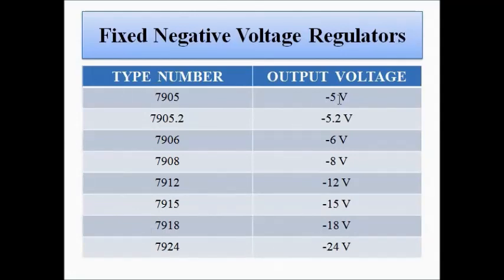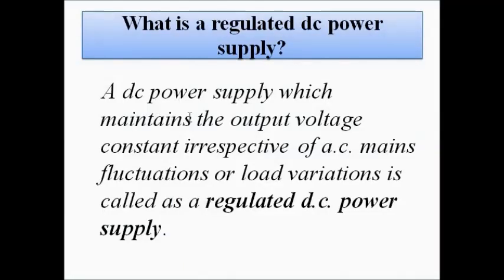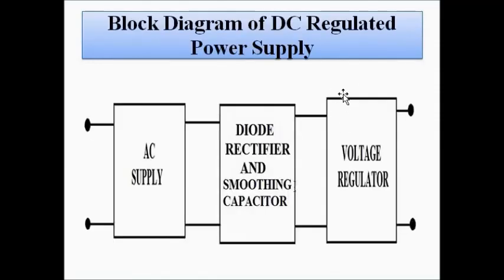So here 79 means negative, and the remaining two digits are the magnitude of the DC voltage, which is negative, of course. So here we have discussed the basic regulated DC power supply, the basic definition, and why we require a DC power supply, because the various electrical appliances require DC power for their operation. Then we discussed the block diagram of the DC regulated power supply, where the AC supply and rectifier concepts we have already covered in the previous videos.